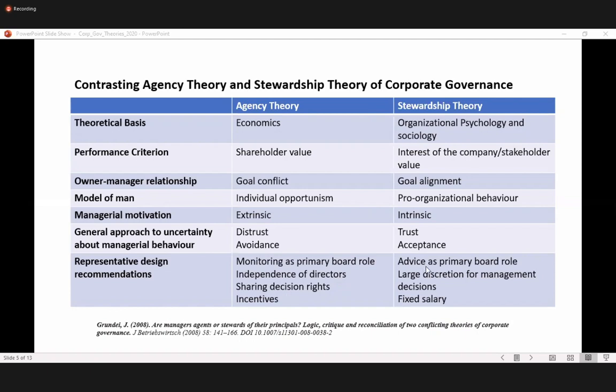Whereas in stewardship theory, the primary role of the board is advisory, to give advice. It's not so much to monitor. And the management is given a lot of discretion on making decisions. Even though they don't need to be given so many extra benefits, because here they are given a fixed salary, but they're happy. Let us assume that this fixed salary is competitive enough, no, to really keep them in the job. So yeah, they give a clearer picture of the differences or the contrast between the two.